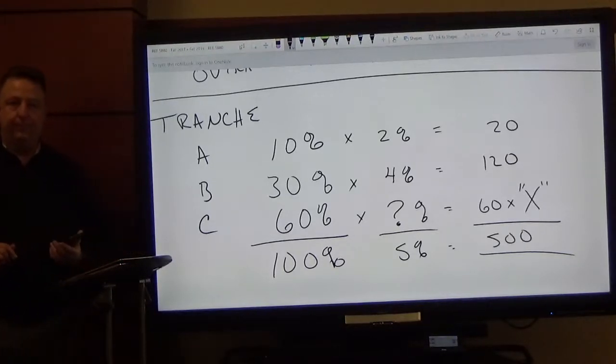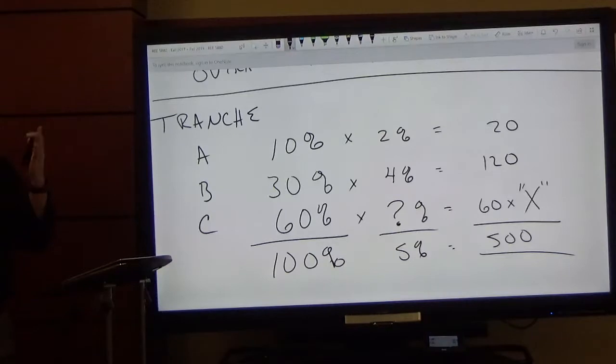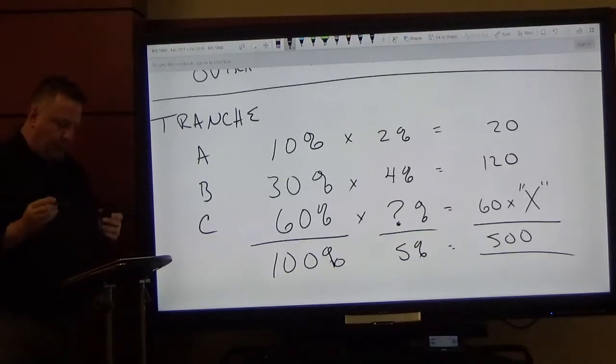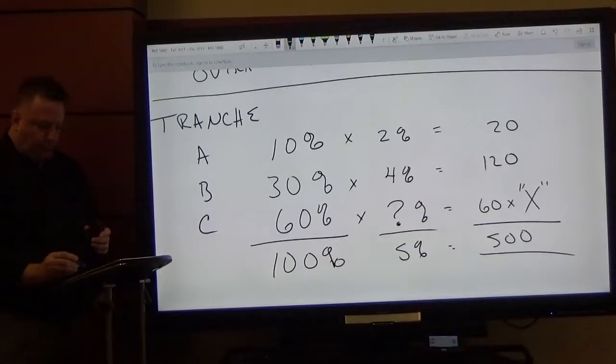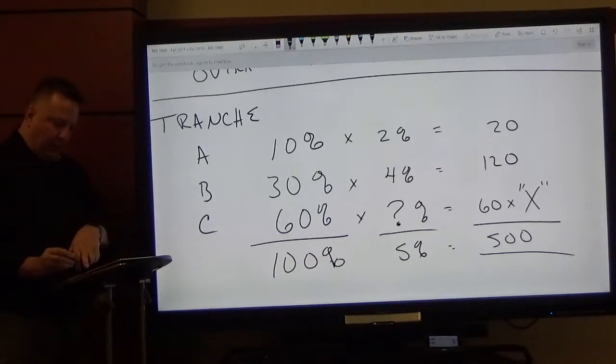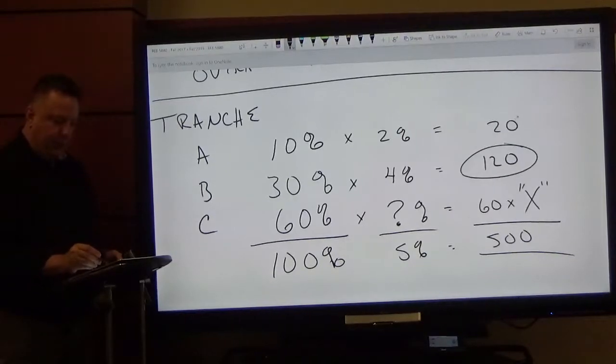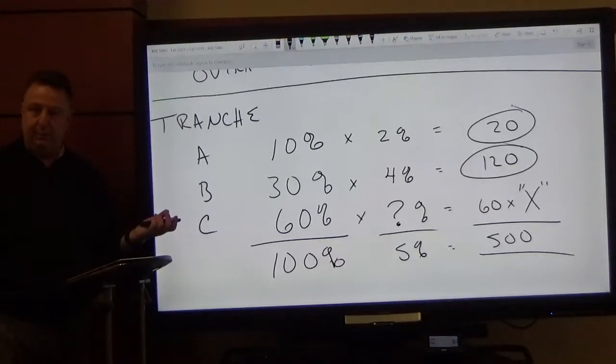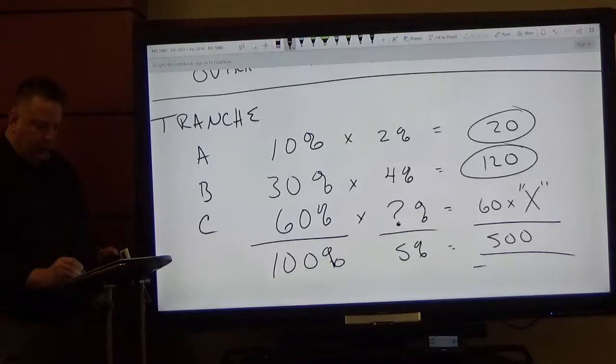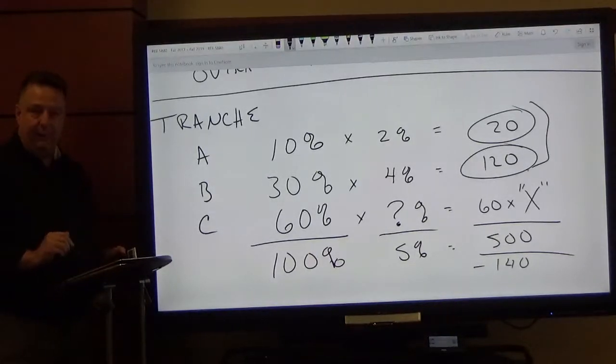Okay? Now you could make adjustments. If you want to do percentages, you can just do percentages and come up with the same. Okay. So in essence, what we would then do is say, okay, we basically have 500 and we know this is 120 and we know this is 20. Yes? So we basically would subtract out 140, those two combined.